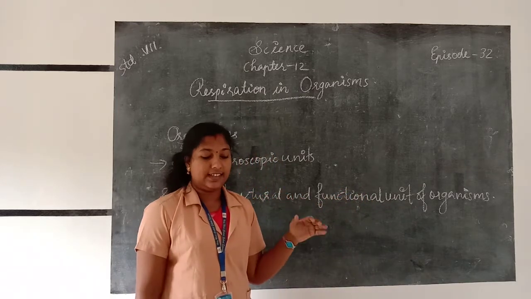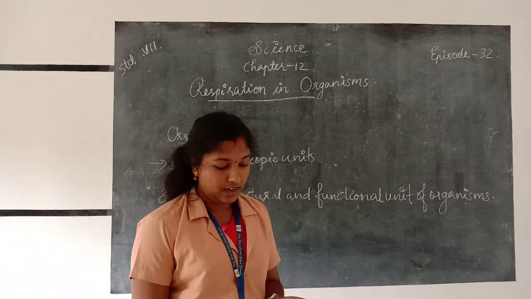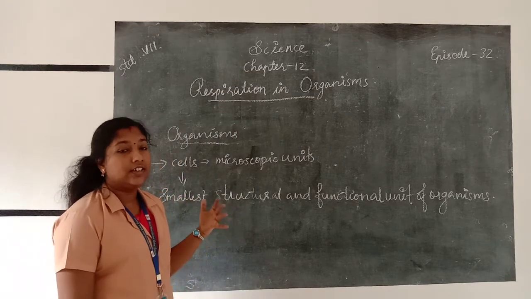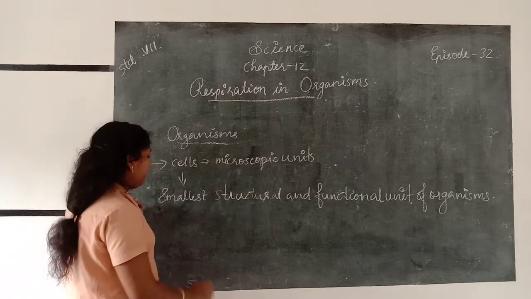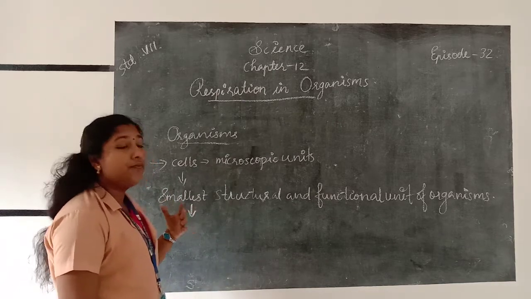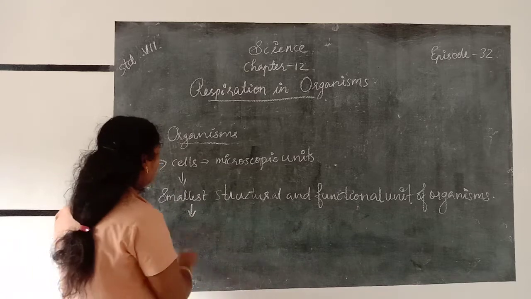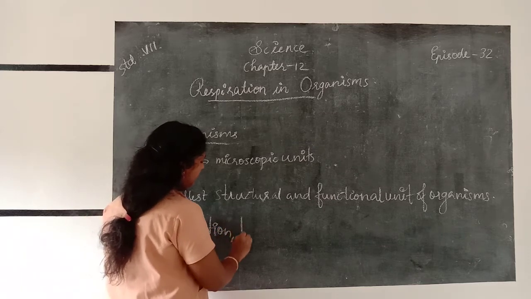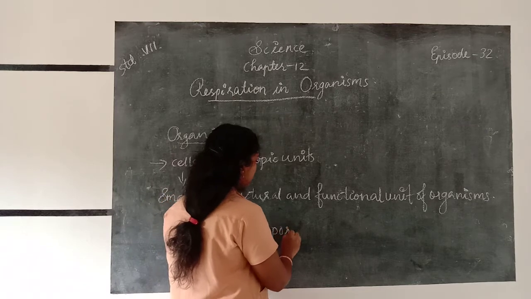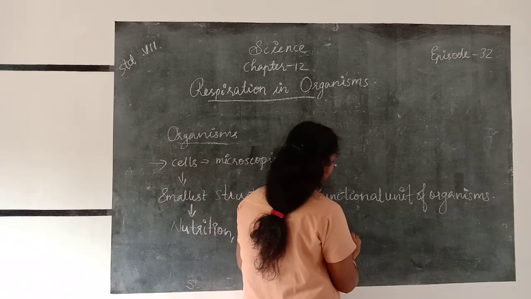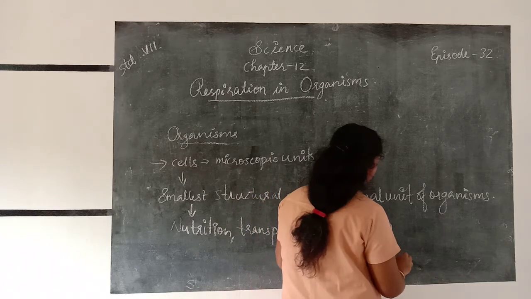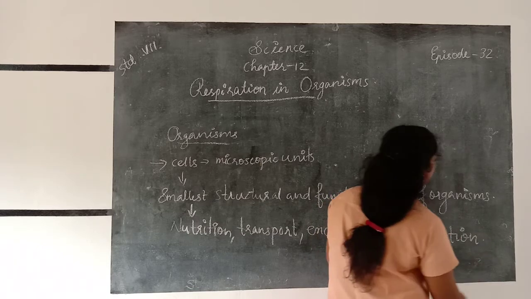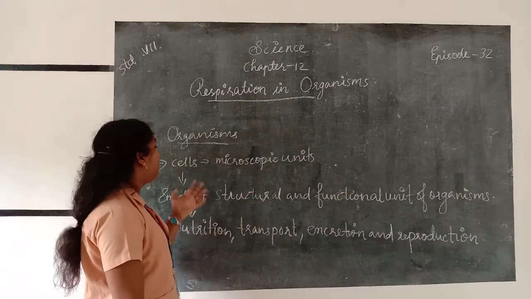Each cell of an organism has certain functions like nutrition, transport, excretion and reproduction. These are the different functions of each cell.